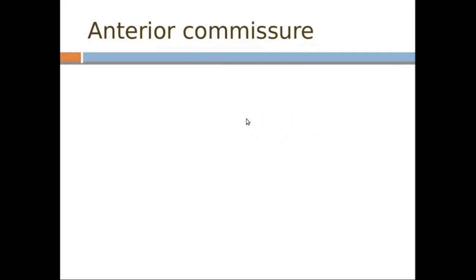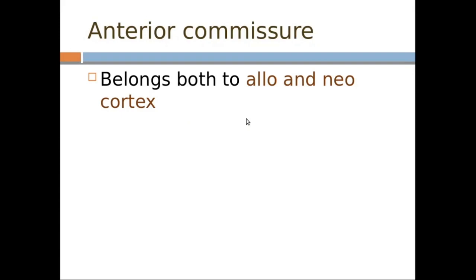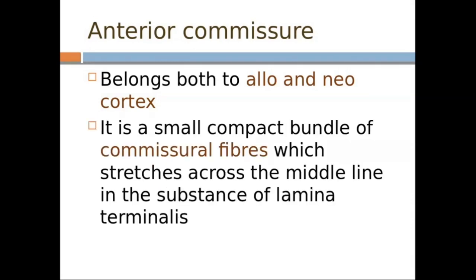What is anterior commissure? If it is asked as short notes, it belongs to both allocortex and neocortex. So it is both an allocortical commissure and a neocortical commissure. It is a small compact bundle of commissural fibers which stretches across the midline in the substance of lamina terminalis.